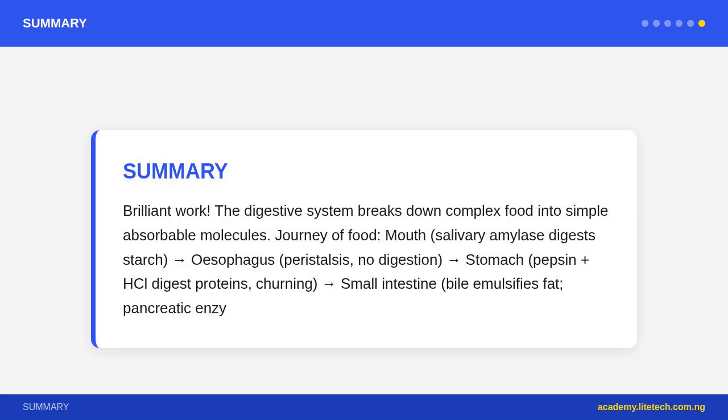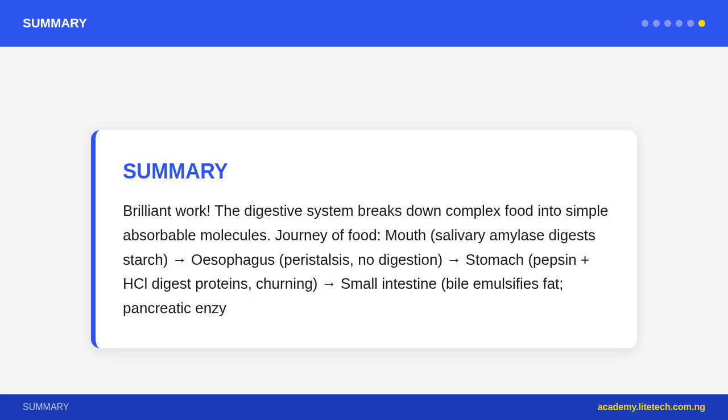Brilliant work. The digestive system breaks down complex food into simple absorbable molecules. Journey of food: mouth, salivary amylase digests starch; esophagus, peristalsis, no digestion; stomach, pepsin plus HCl digests proteins, churning; small intestine, bile emulsifies fat, pancreatic enzymes complete digestion of starch, protein, fats, intestinal enzymes complete final digestion, villi absorb nutrients into blood and lymph; large intestine, water absorption, feces formation; anus, elimination.